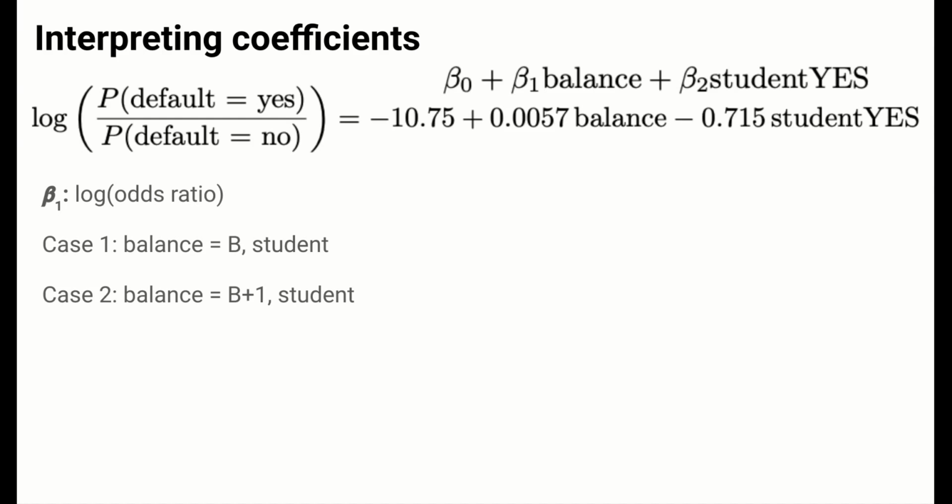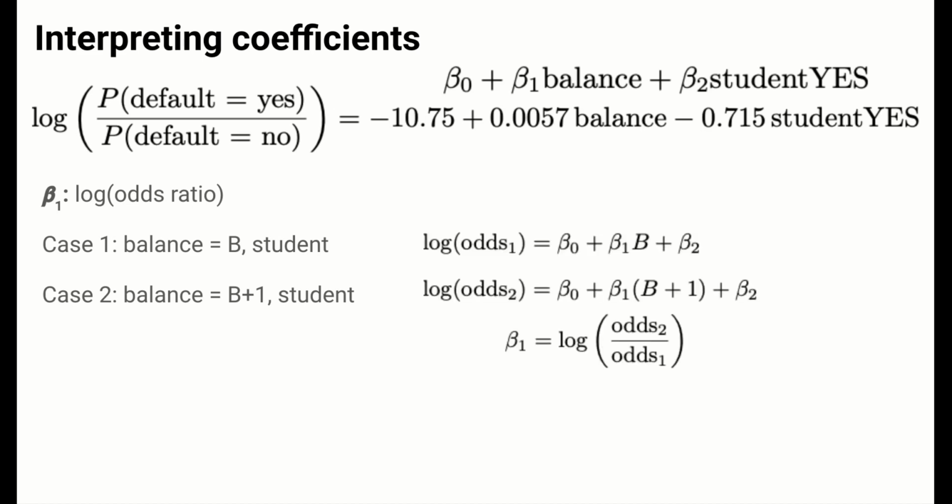The coefficient on balance, beta 1, will be interpreted as a log odds ratio, as in our previous example. But with the inclusion of the student variable, the interpretation will change slightly, as is the case for linear regression models with multiple predictors. So let's compare two cases whose credit card balances differ by $1, but who are otherwise the same. Let's say that they're both students.